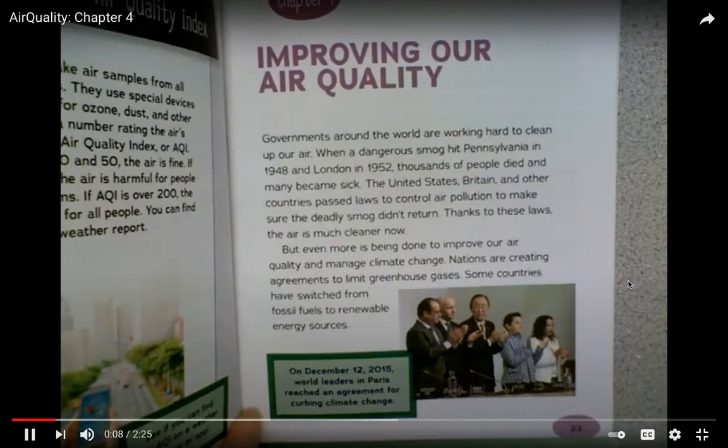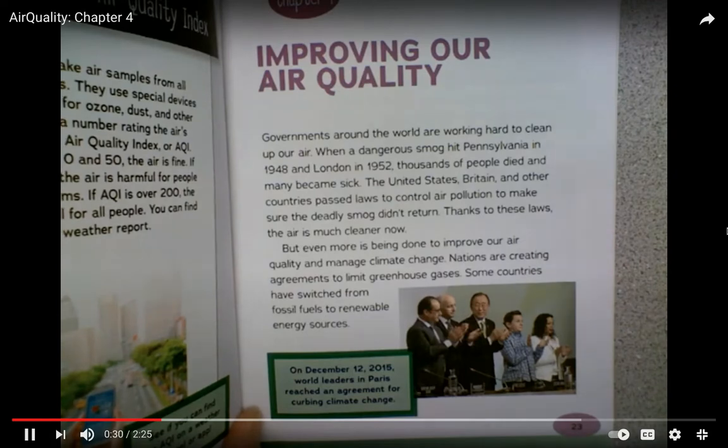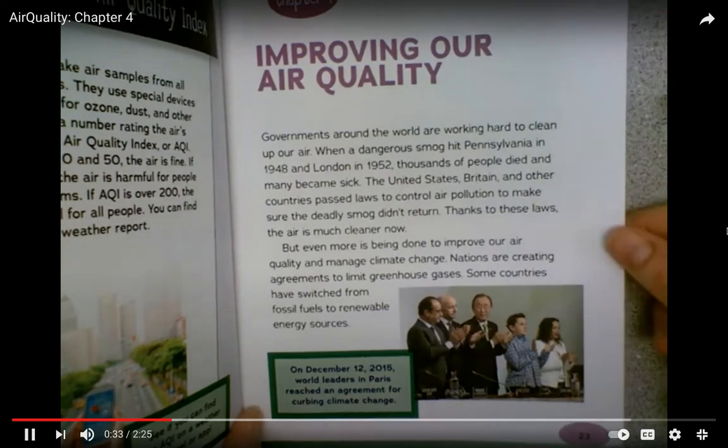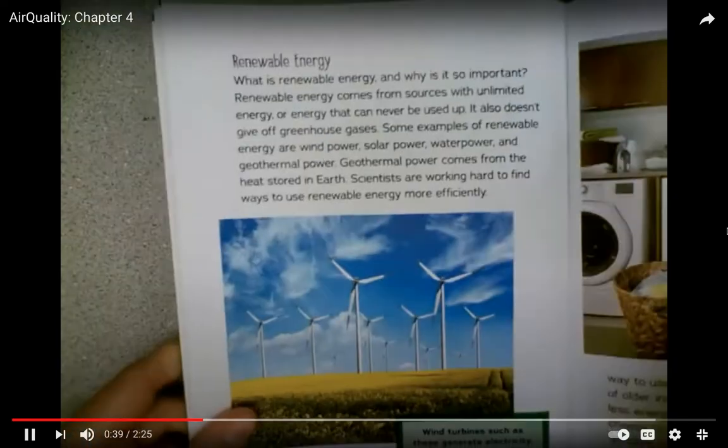Dangerous smog hit Pennsylvania in 1948 and London in 1952. Thousands of people died and many became sick. The United States, Britain, and other countries passed laws to control air pollution to make sure the deadly smog didn't return. Thanks to these laws, the air is much cleaner now. But even more is being done to improve our air quality and manage climate change. Nations are creating agreements to limit greenhouse gases. Some countries have switched from fossil fuels to renewable energy sources.